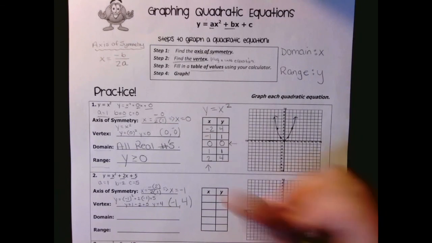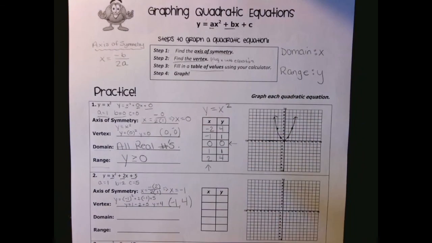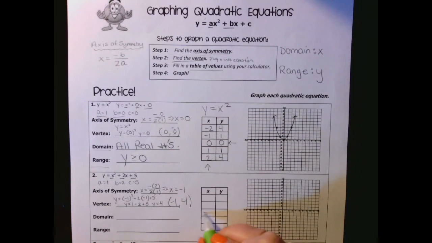Now I'm going to go on and complete my table, and we're going to use that vertex as that middle point. So I'm going to enter that in first. So I have negative 1, 4, and then I'm going to subtract 1 in this direction, so I'll have 0, subtract again 1, and then add to go in the opposite direction, so negative 1.